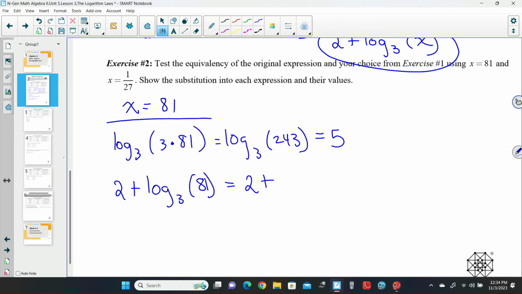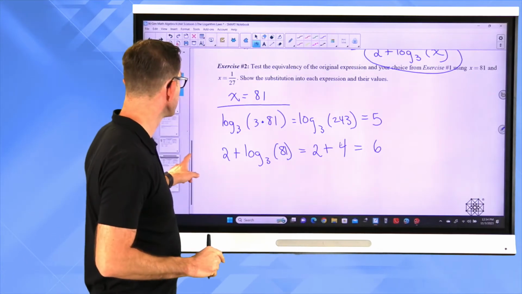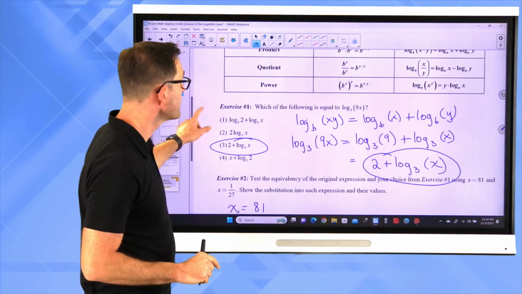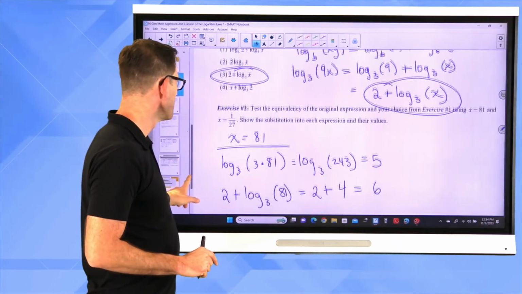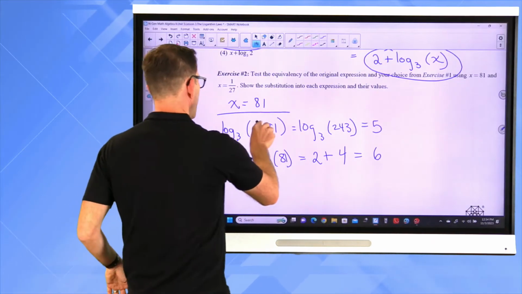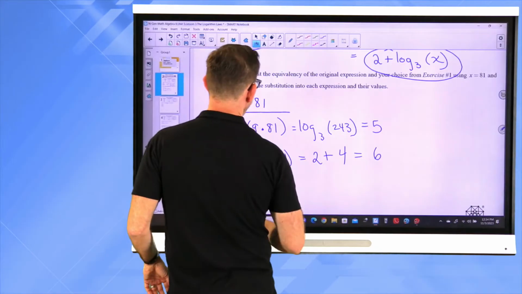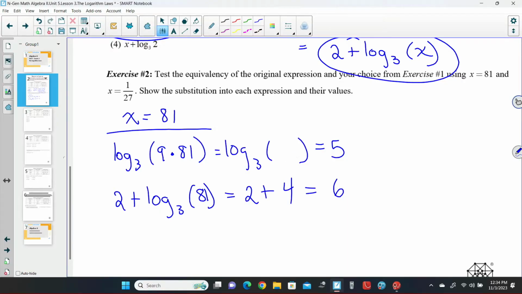Somehow that didn't work out right. 2 plus 4, oh, I see why. We'll get there, which is 6, and those aren't the same, all right? And the reason that they're not the same is for some reason I didn't test log base 3 of 9x. I, for some reason, tested log base 3 of 3 times x, and I apologize for that. That's 9 times 81, which is not 253.